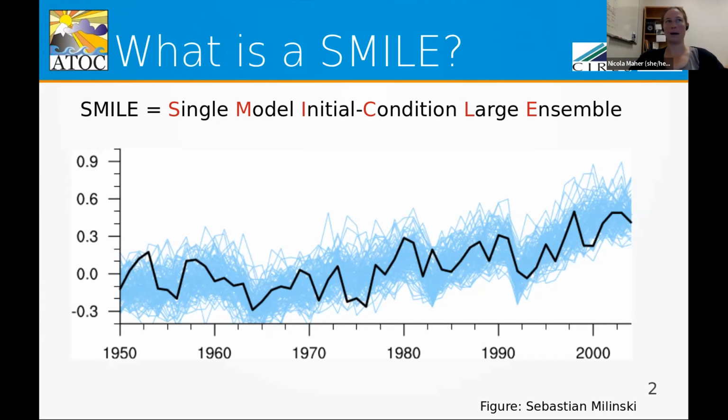The other really cool thing about SMILEs is that if we look across all of those ensemble members, we have lots and lots of events of highly variable processes like ENSO, or long time scale processes like decadal variability, that we can composite across and really start to get statistically significant differences by having enough events to look at.